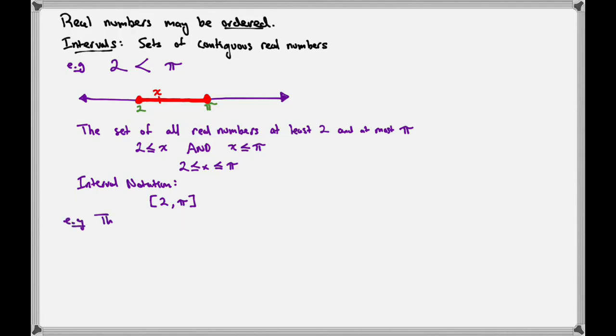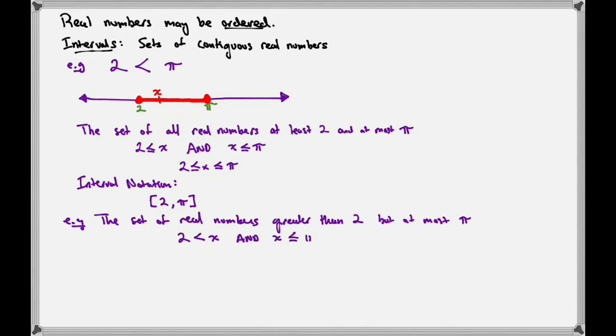If I don't wish to include an endpoint, I could change that. And of course, that changes the notation. So for example, I could look at the set of all real numbers that are greater than 2. I've changed the wording here, but still at most pi. So now I'm talking about x, which are strictly bigger than 2. An equality there is missing now. And I still want x less than or equal to pi, at most pi, so it can equal pi. As a compound inequality, I'm saying 2 is less than x and x is less than or equal to pi.